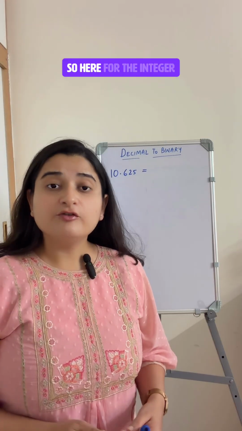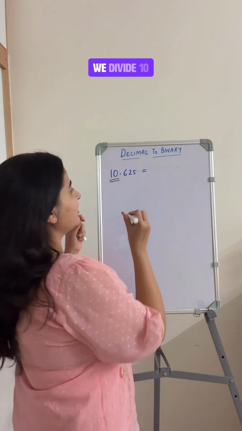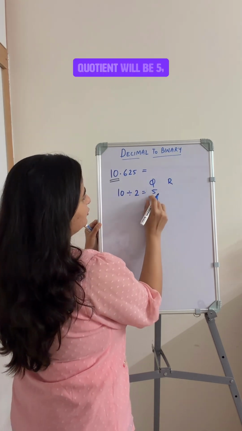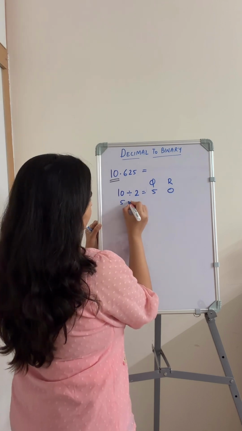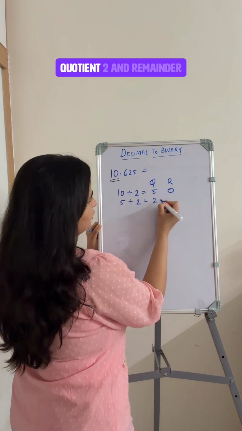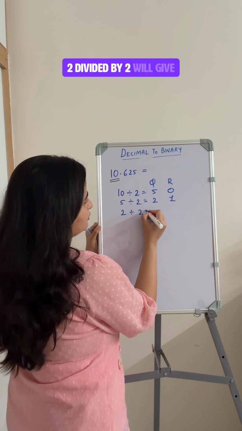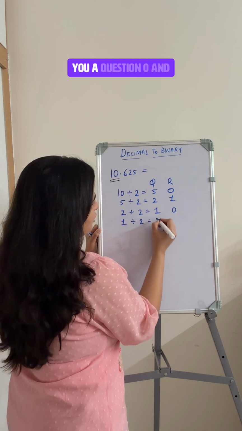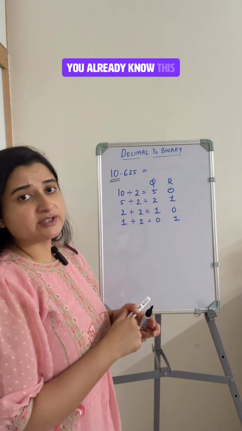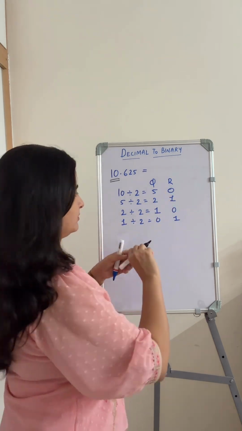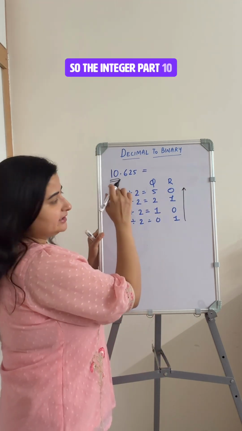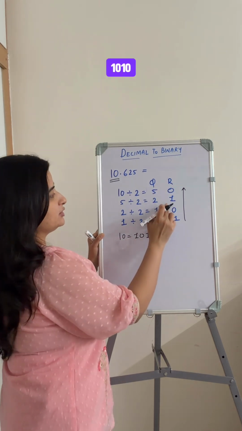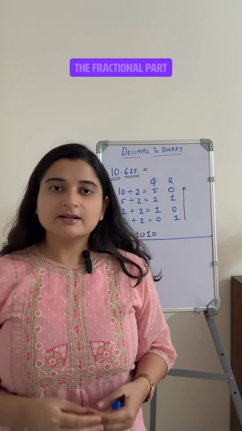So let's do this. For the integer part, we divide 10 by 2, which will give us a quotient of 5 and a remainder of 0. 5 divided by 2 will give you a quotient of 2 and remainder 1. 2 divided by 2 will give you a quotient of 1 and remainder 0. And 1 divided by 2 will give you a quotient of 0 and remainder 1. You already know this. We have to consider the remainders from bottom to top. So the integer part 10 will give us a binary of 1010. Now comes the interesting part, the fractional part.